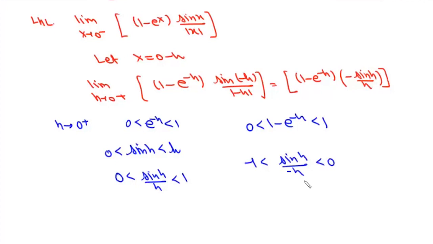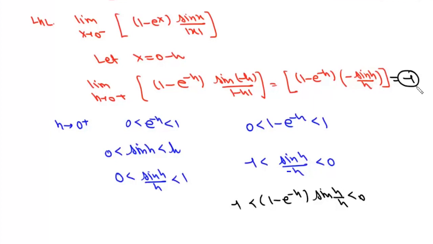So one of them is positive and one of them is negative, so their product is negative, and both of them lie between 0 and 1. So the value of this product, 1 minus e to the power minus h into sin h upon h, will lie between minus 1 and 0. And if this value lies between minus 1 and 0, then its greatest integer function will be minus 1. So its left hand limit is minus 1.